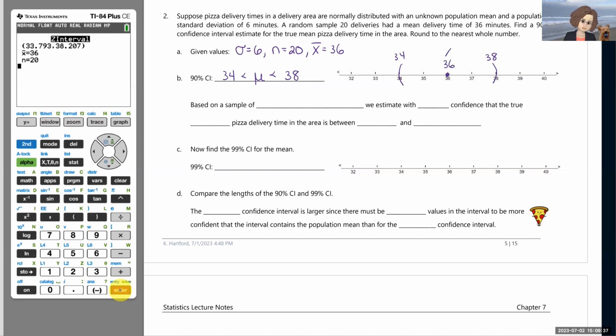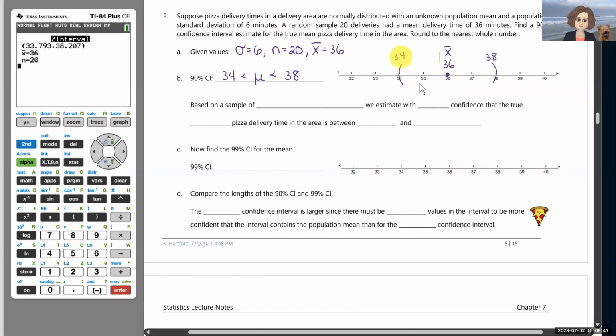All right, so it's important to see here before we go forward that the interval is created based on a point estimate of 36. But when we write our answer, it's the symbol mu we're putting here because this is what we're estimating based on this information. So that's our confidence interval.